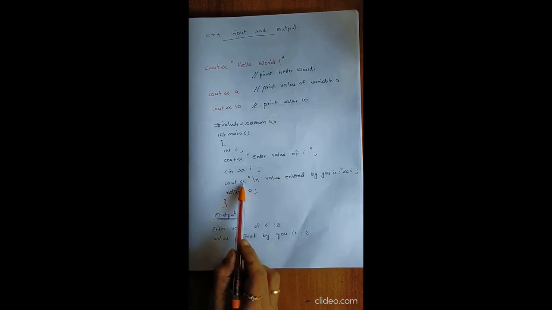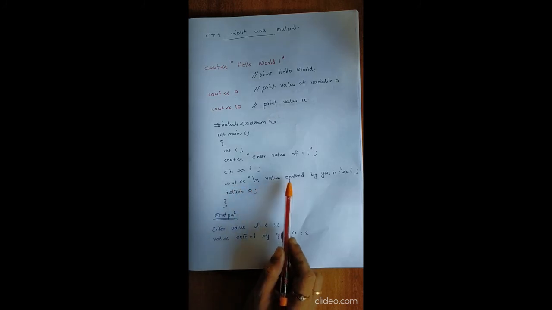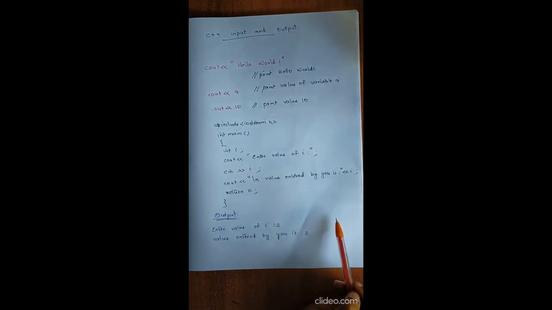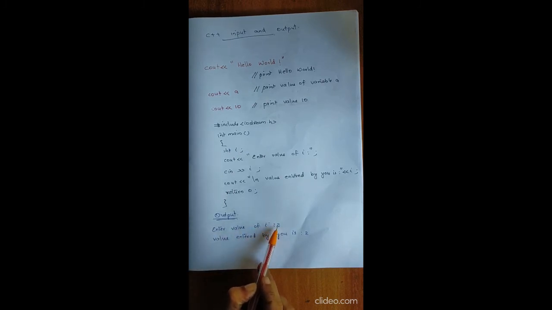Cout, insertion operator. So here Cout, insertion operator, "Value entered by you is", insertion operator I. Return 0 because we used int value. Here int value. If we use void main function, there is no need of this one. So the output is enter the value of I colon 2.